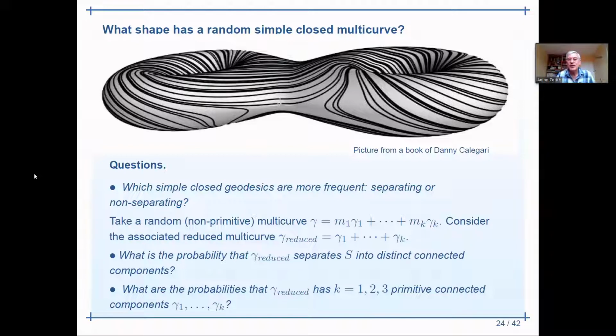Which simple closed geodesics are more frequent, for example, separating or non-separating? And also, you take a random non-primitive multicurve, random in the sense that you establish your bound, you chop a finite piece of your polyhedral cone, you have now a finite number of points there, and you take a random point. What is the structure of the corresponding multicurve? Is the underlying reduced curve separating or not? How many components does it have? All kinds of questions. So what can be said about a random multicurve like in the picture?